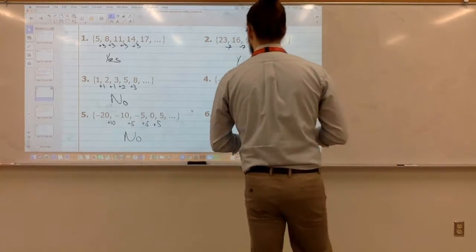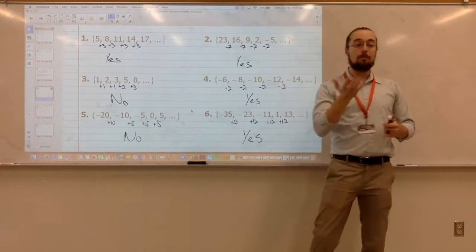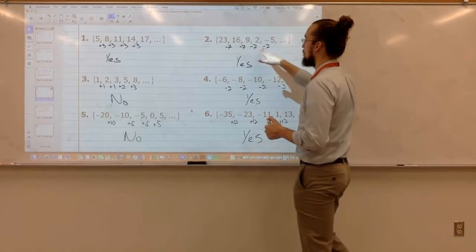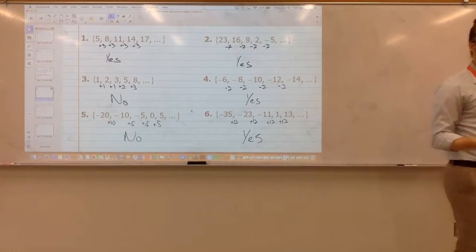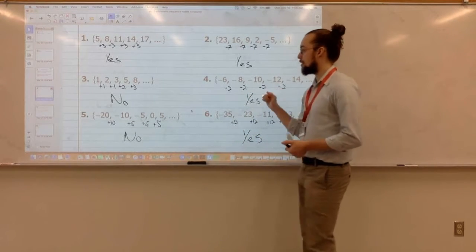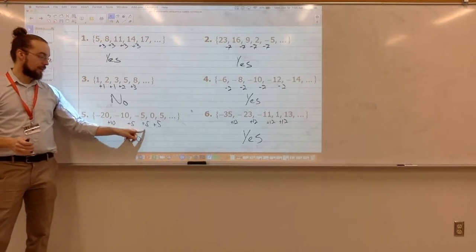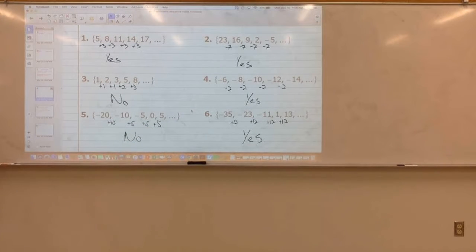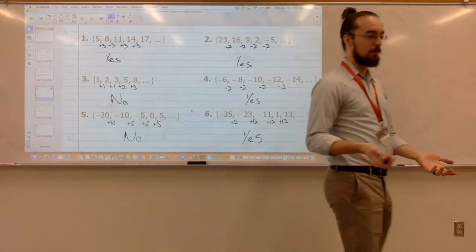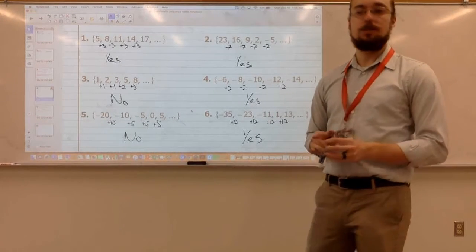Alright, so did we get yes for number 2? Okay, even though we aren't going up by the same number, we're going down by the same number. Right? We're subtracting 7 every time. That number is the same, so this is arithmetic. Same thing for number 4. I'm subtracting 2 every time. In number 5, I add 10, then I add 5, add 5, add 5. Since all those aren't the same, this is not arithmetic. And then at number 6, I'm adding 12 every single time. So this is arithmetic. All right? Good on determining whether a sequence is arithmetic or not?